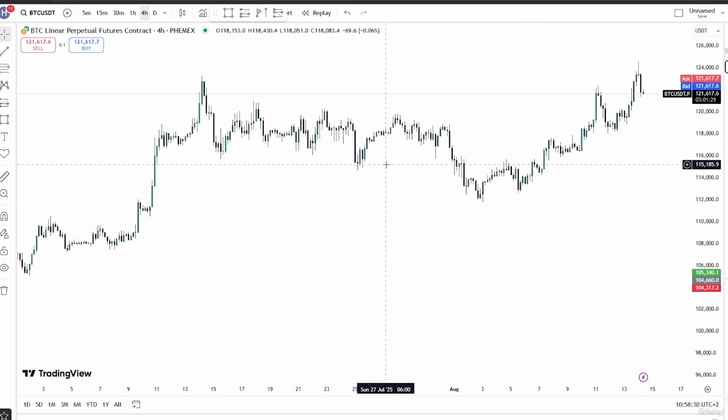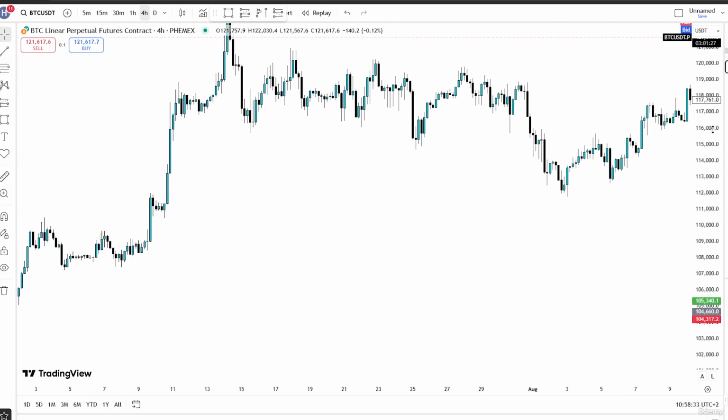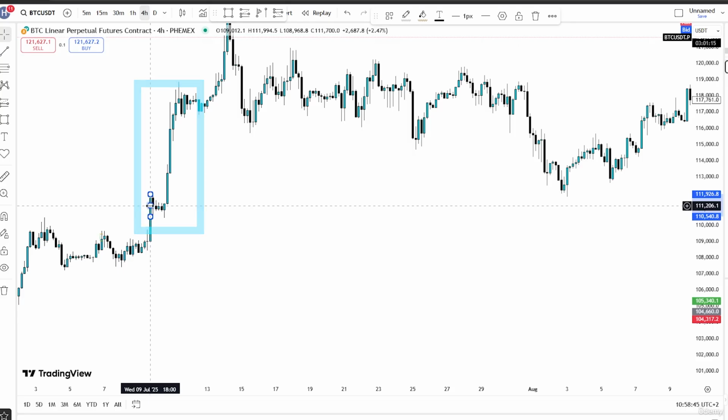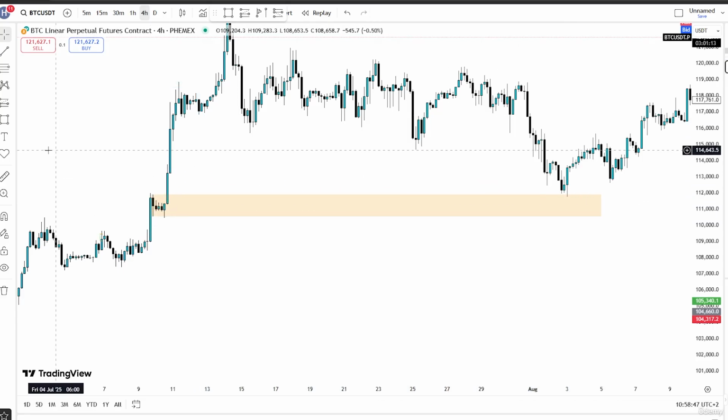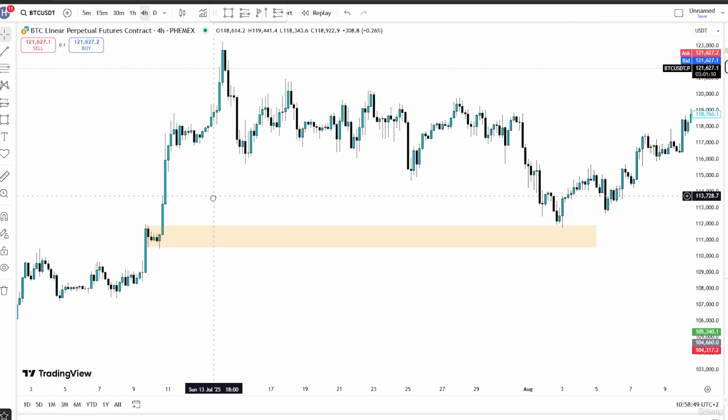The 111,000 level will be very important in the future because this is where accumulation took place, which then led to a bullish price rally. We can see several bearish candles here that were followed by a strong move upward, creating a fair value gap behind. So this is a clean and strong example of a bullish order block.